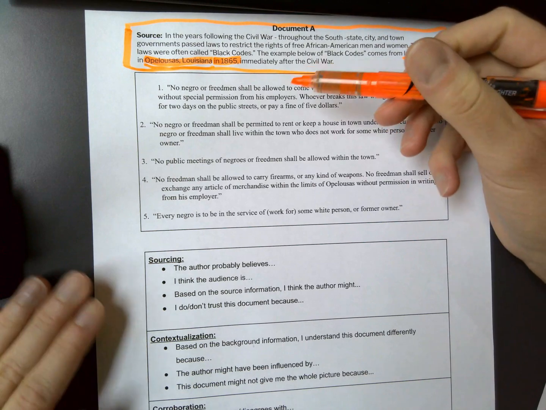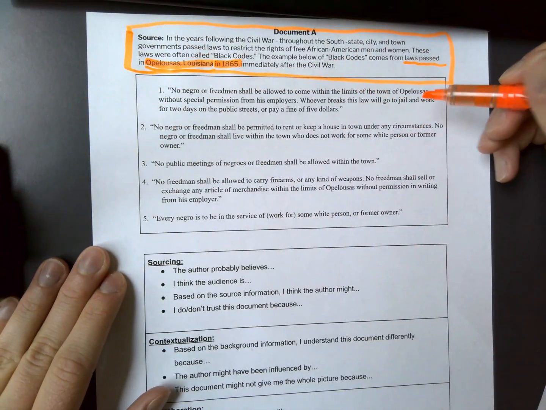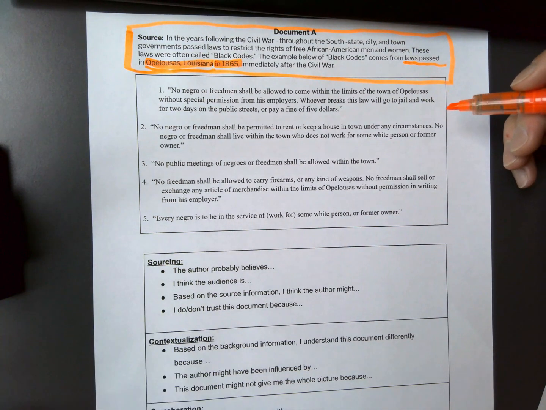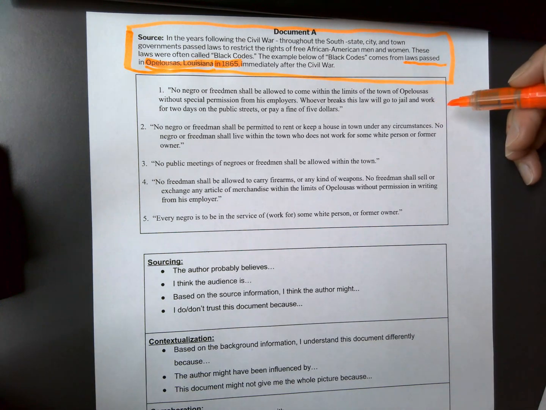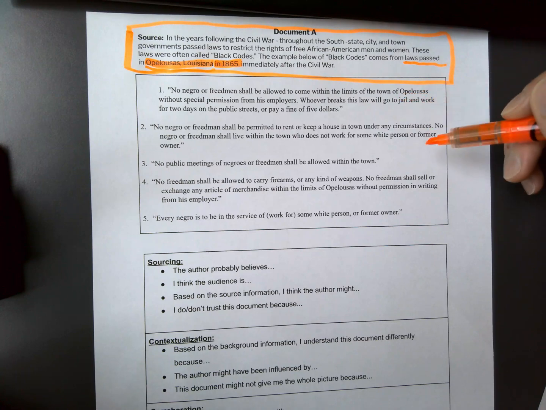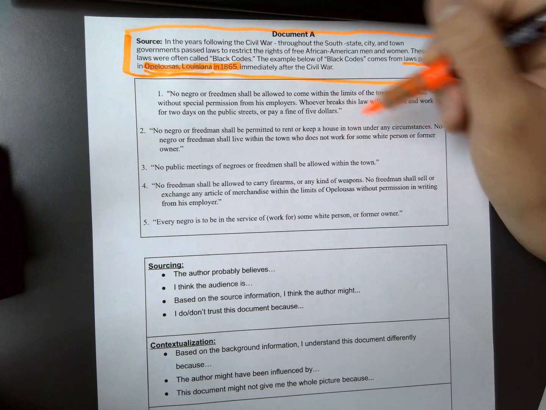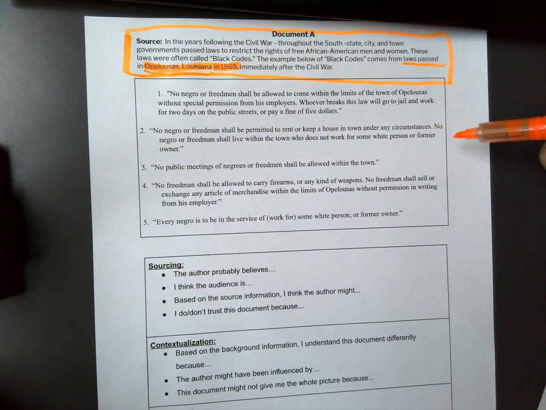So 1, the first black code says, no Negro or freedman shall be allowed to come within the limits of the town of Opelousas without special permission from his employers. Whoever breaks this law will go to jail and work for 2 days on public streets or pay a fine of $5. And $5 was a lot back then, okay? That's not like you just paying $5. 2. No Negro or freedman should be permitted to rent or keep a house in town under any circumstances.